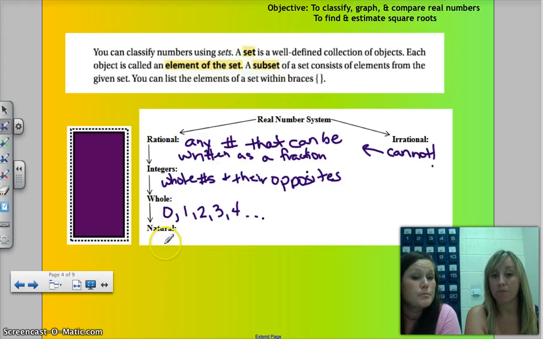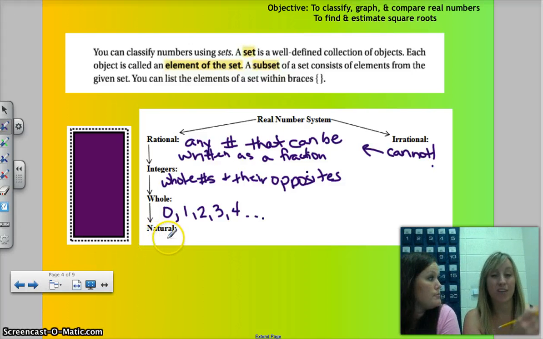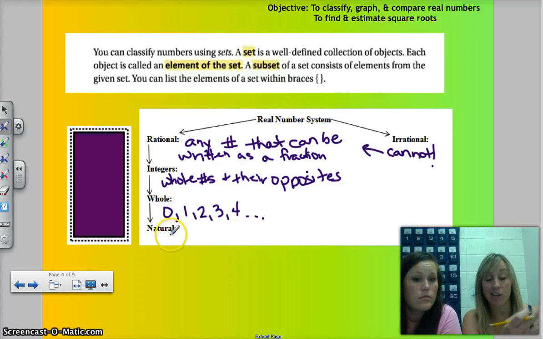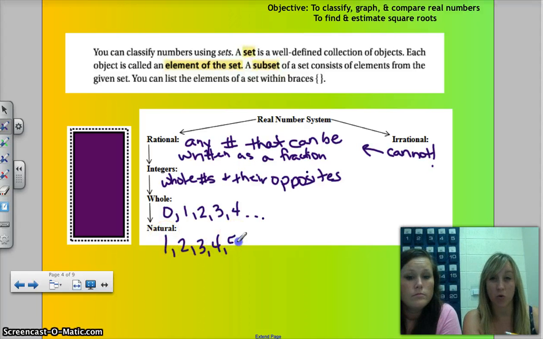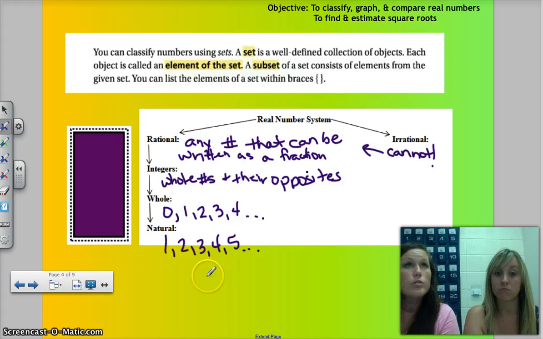Next is natural. Natural is a subset of whole, okay? So when I ask you to count off from 1 to 10, well, I just gave it away. When I ask you to count off, you naturally start at 1. So just think of what you naturally do in the math world, and you start at 1. Ultimately it's any number that you can count. You can't count 0 things, so 0 is not included. So those are your subsets.